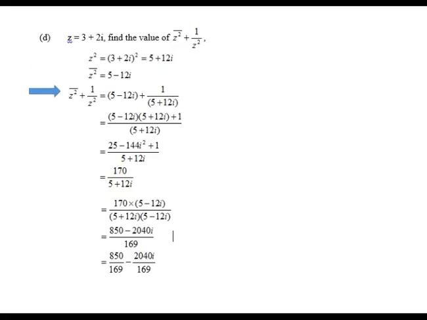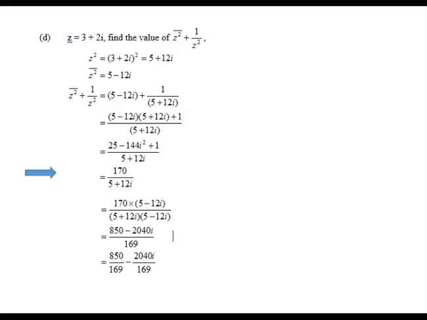Now here I've got sort of like having two fractions really, 3 plus a third or a third plus a quarter. Treat this as two separate fractions, so to add them I need a common denominator, and I'm going to get equivalent fractions. So the common denominator, 5 plus 12i, cross multiply, (5 minus 12i) times (5 plus 12i), plus 1 over 5 plus 12i. Expand, collect terms, all the usual things. And so that simplifies to 170 over 5 plus 12i.